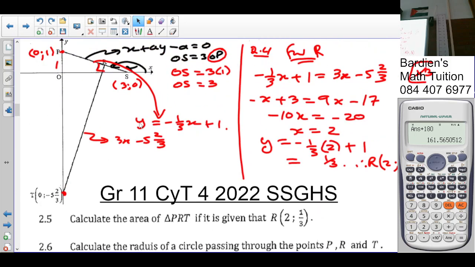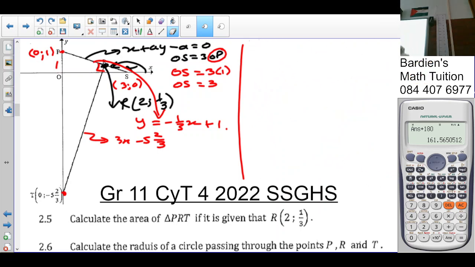In 2.5 we are told, I guess I can take this off here. Well, I'm going to put there that R is 2 and a third. Okay, it's very messy at this point. So the question says, calculate the area of triangle PRT if it's given that R is 2 and a third, which now confirms this here. Now say for argument's sake, you got a different value for R in 2.4. You don't use your R value, you must use what is given to you.